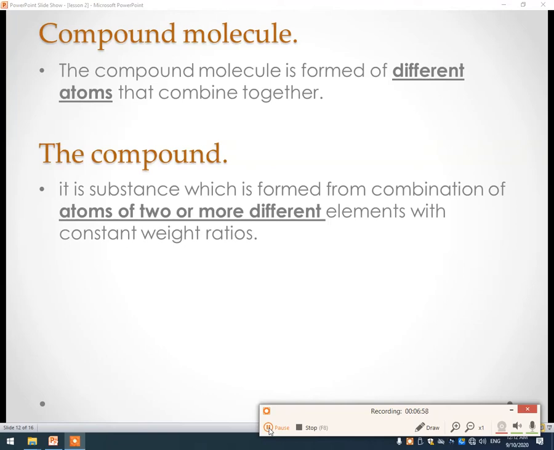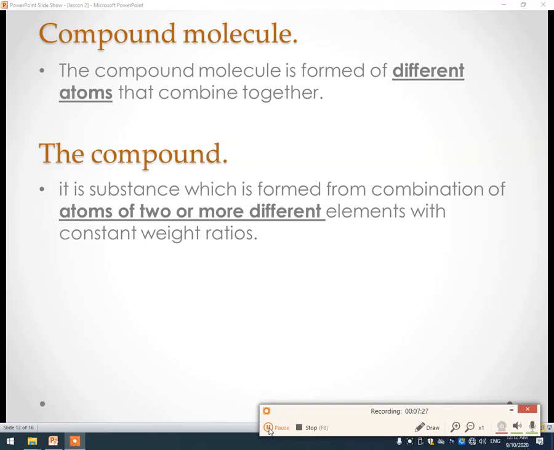So what's meant by compound molecule? The compound molecule is formed of different atoms that combine together. Now you have to know what's meant by the compound. The compound is a substance which is formed from the combination of two atoms or more of different elements with a constant ratio. For example, water.